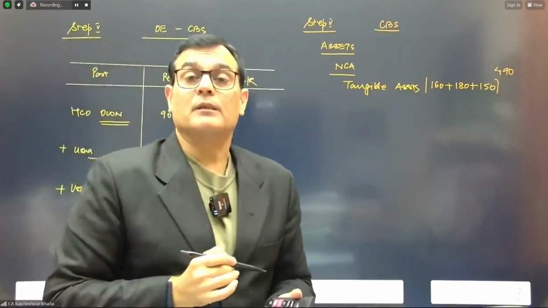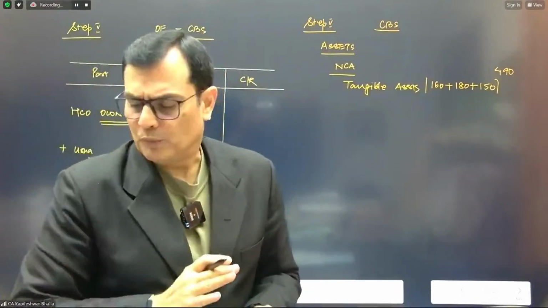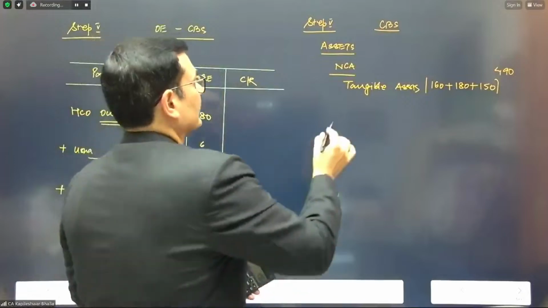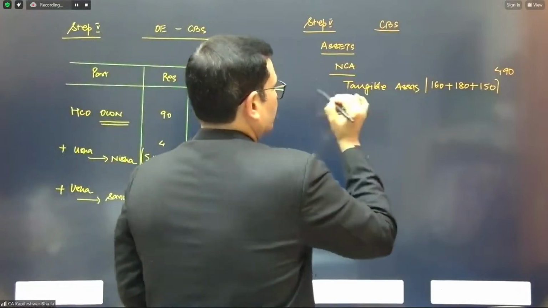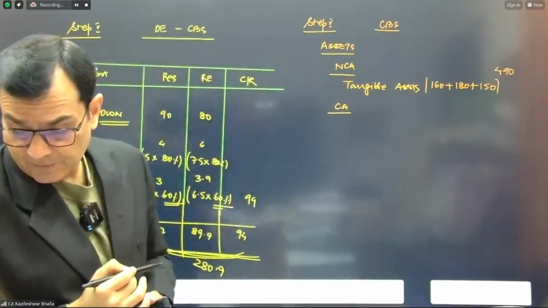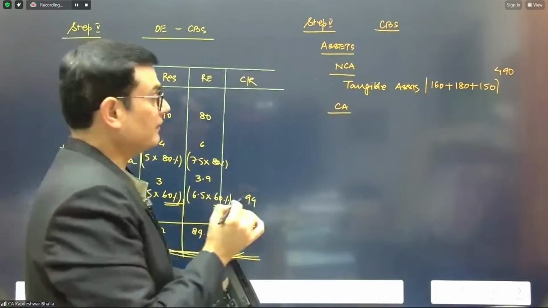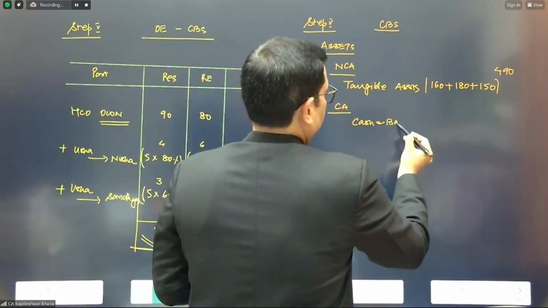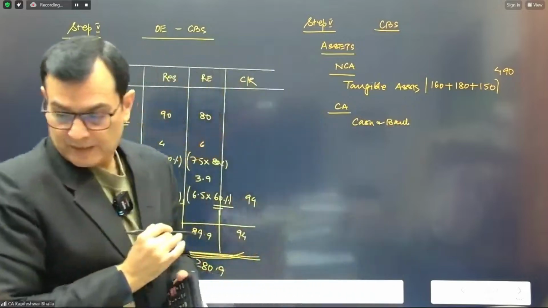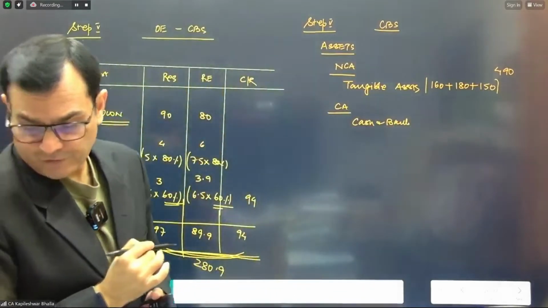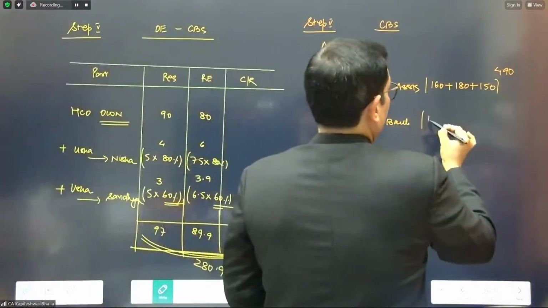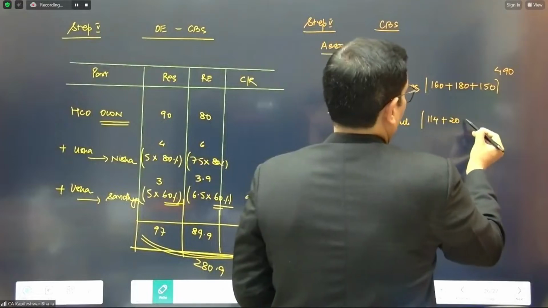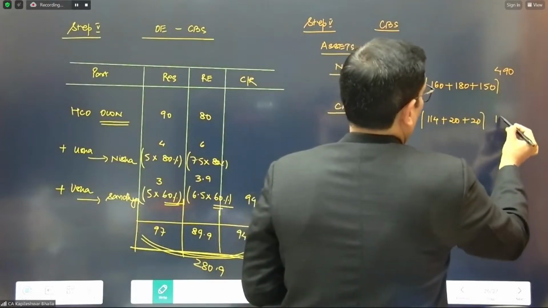Investments, of course, will not appear in the balance sheet, and there is no goodwill either. And then on the asset side, we've got current assets, and we've got cash and bank. So let's add up all these three. This is going to be 114, 20, 20. So 114 plus 20 plus 20, and that makes it 154.